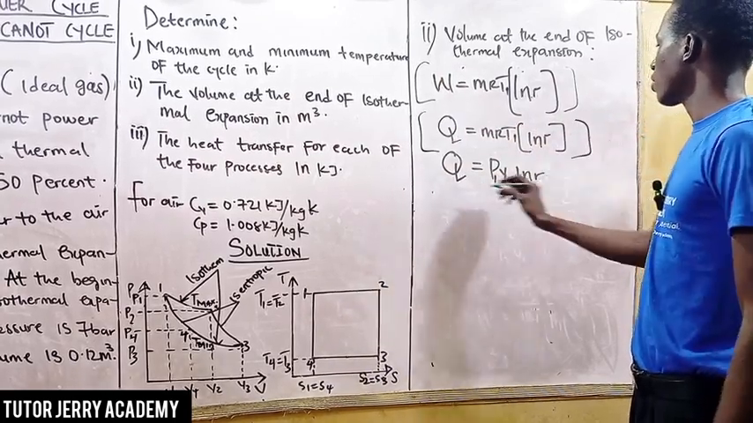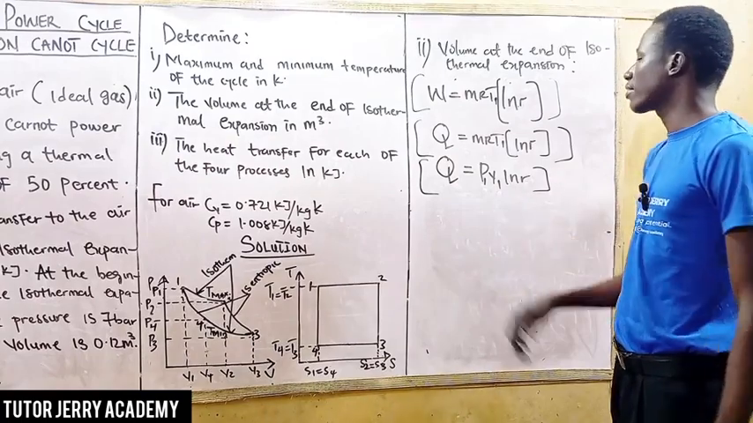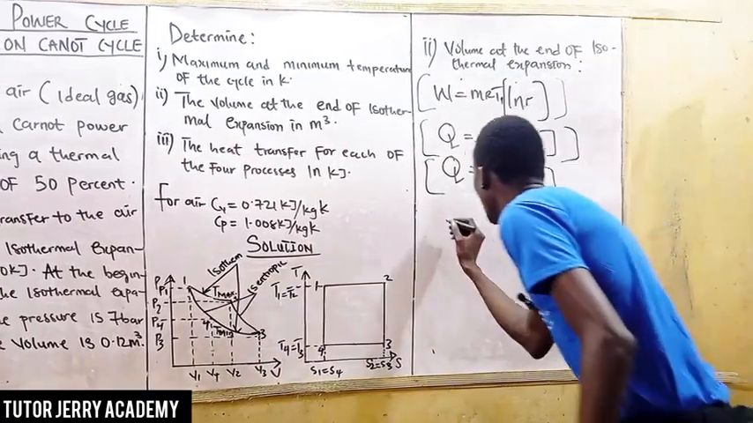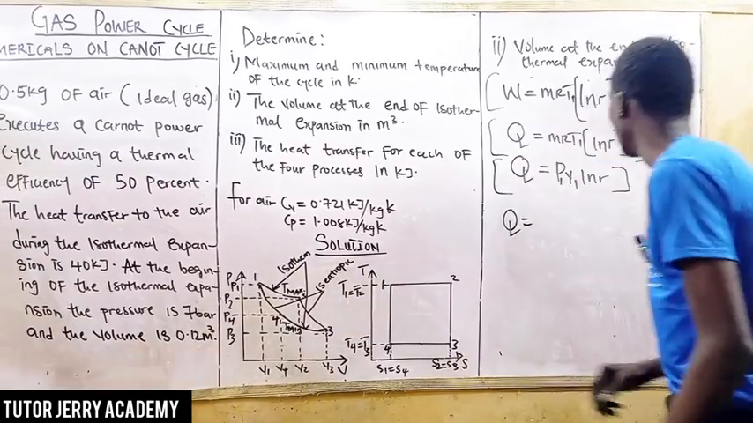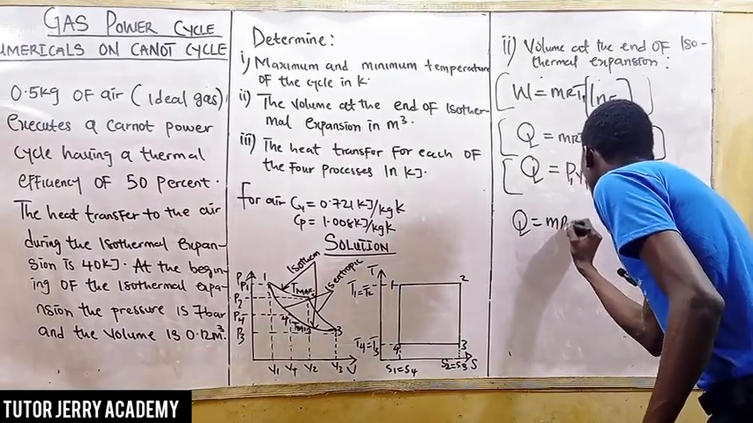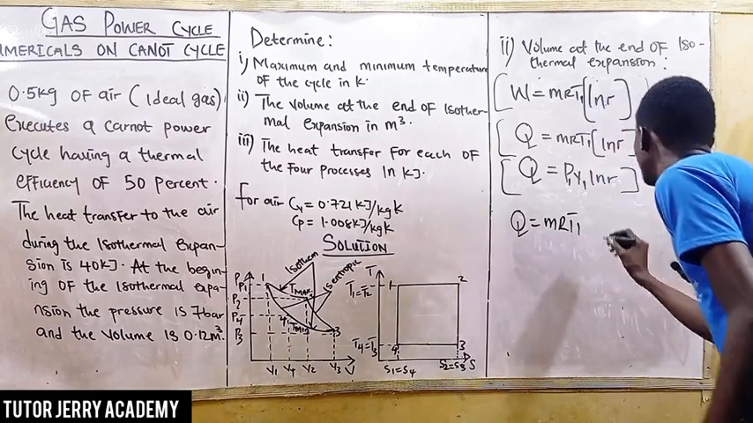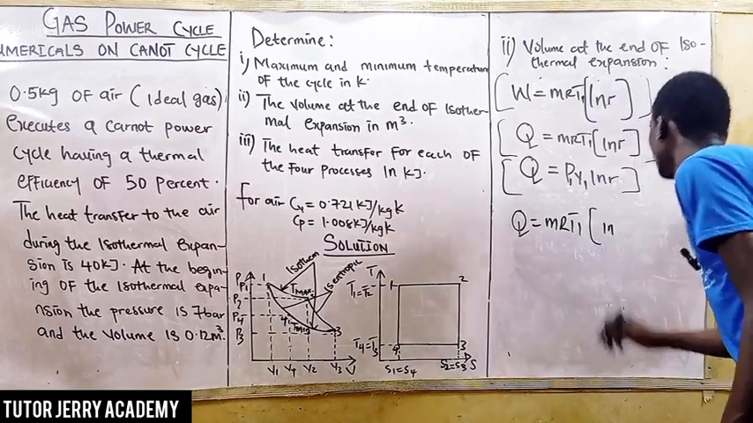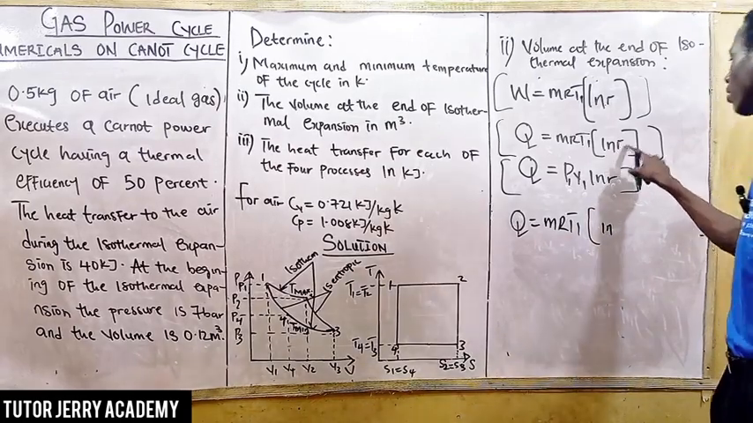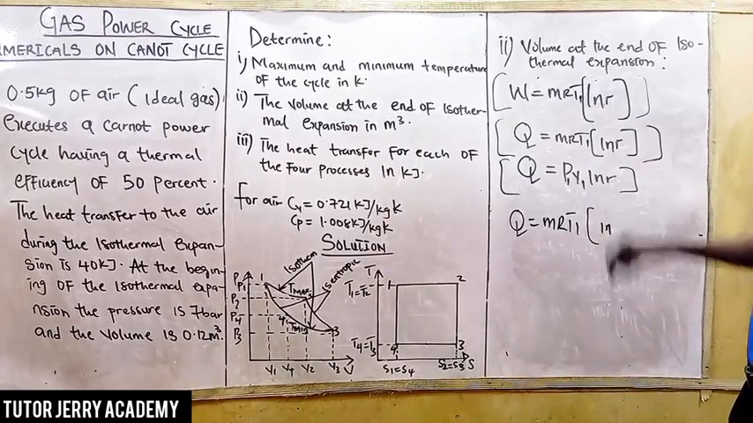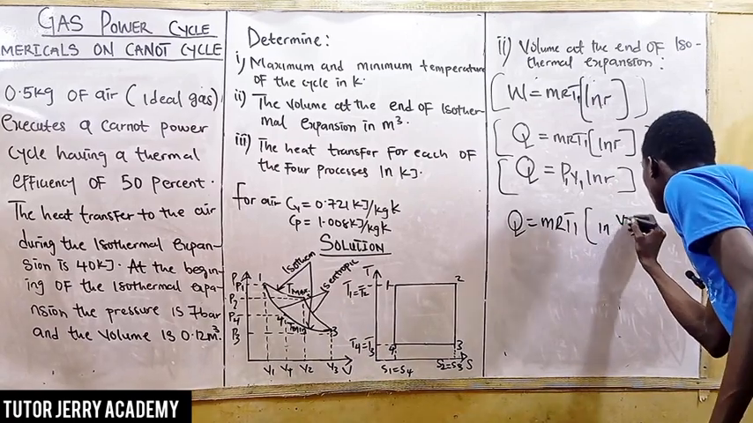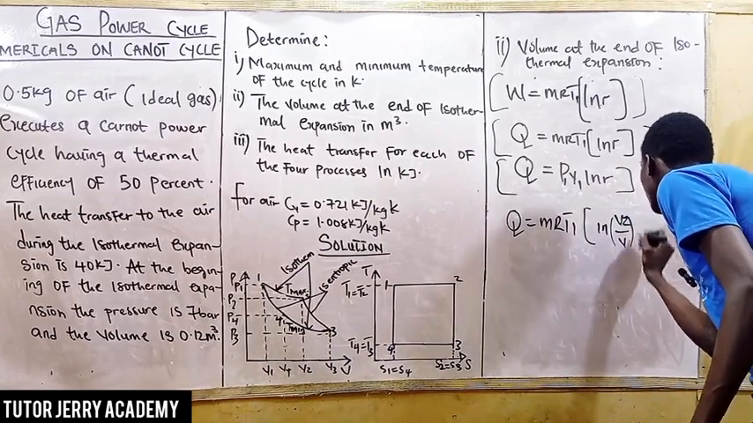So you can just make use of any one to get your value. So here I said Q is equal to MRT1 into the ln of the expansion ratio. Expansion ratio is nothing but V2 over V1.